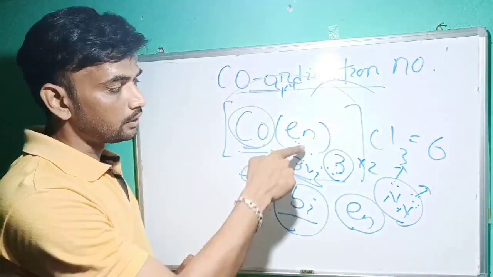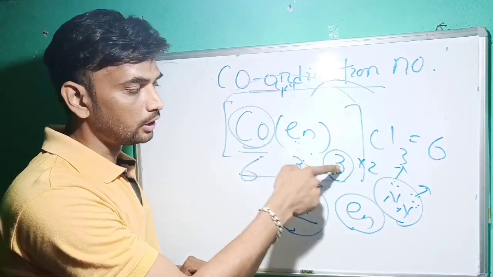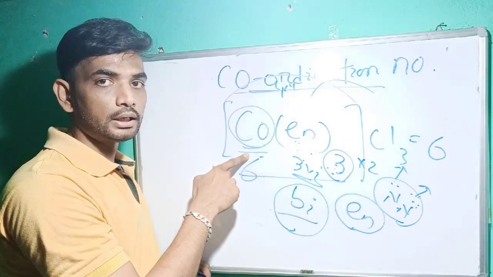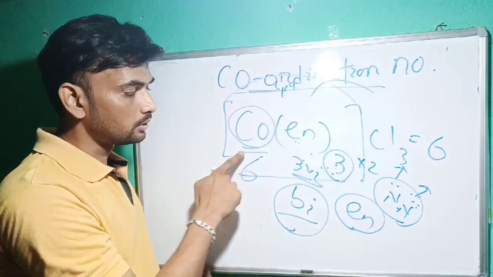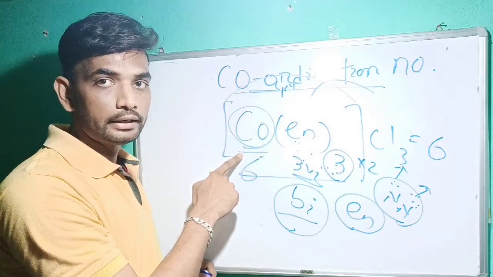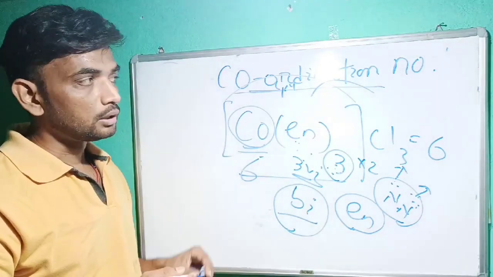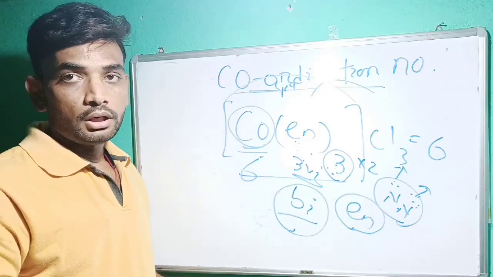Clear? If there is a tridentate ligand, 3 into 3 is equal to coordination number 9. If there is a hexadentate ligand, 6 into 3, that means coordination number is equal to 18. Clear? This is the concept of the coordination number.